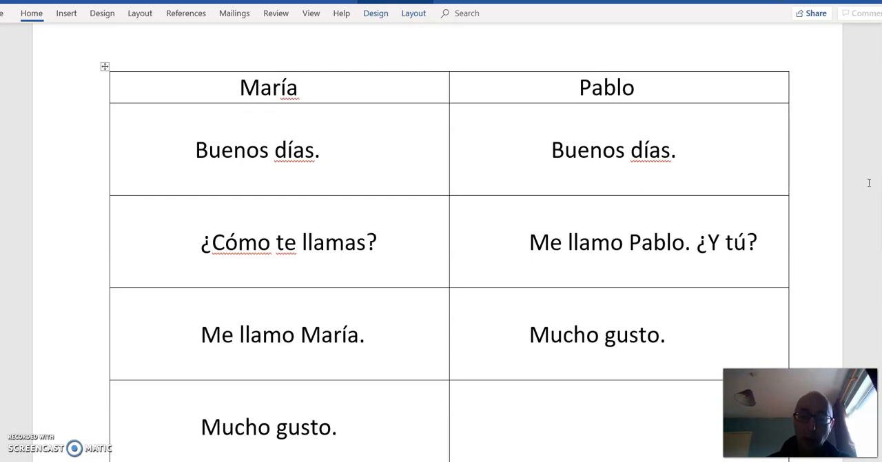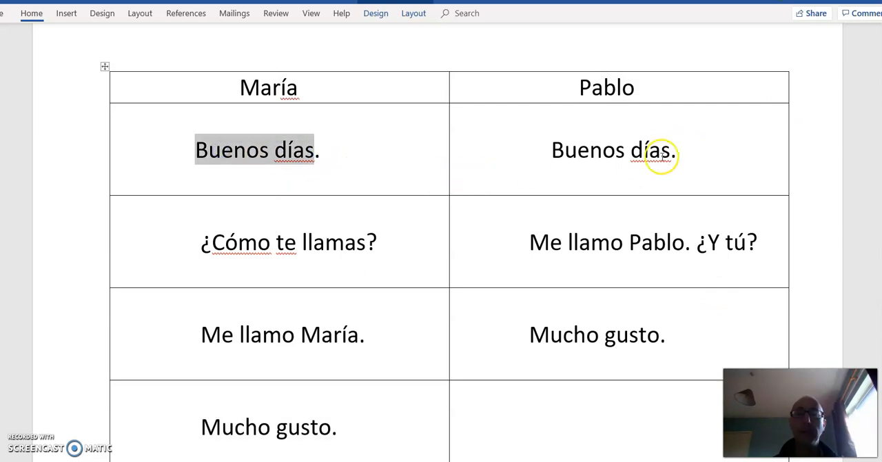So you can probably work out what these expressions mean. Buenos días is good morning, literally good days, but we use it for good morning. ¿Cómo te llamas? Well, if the answer is me llamo Pablo, the question obviously means what's your name? Or literally, how are you called? Me llamo Pablo, I call myself. ¿Y tú? And you. Me llamo again. And then mucho gusto. What does mucho gusto mean? You can probably guess at it. Nice to meet you. That's it. So let's repeat.